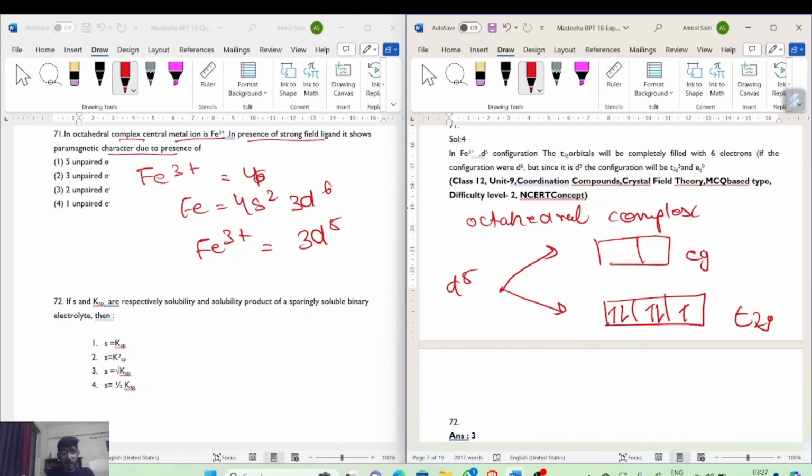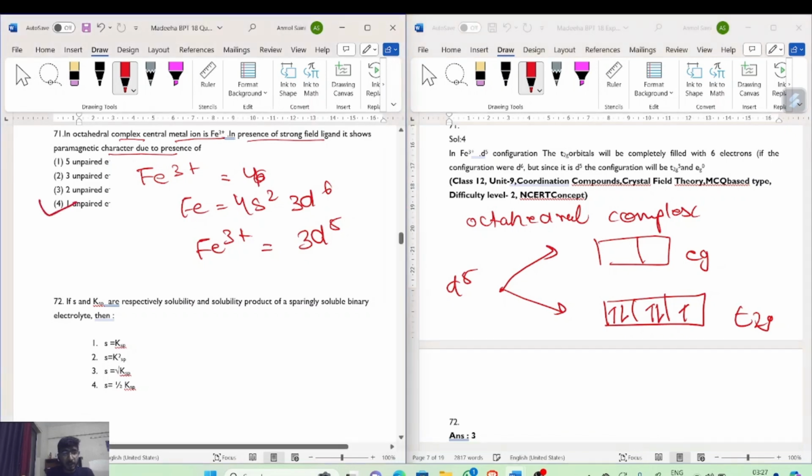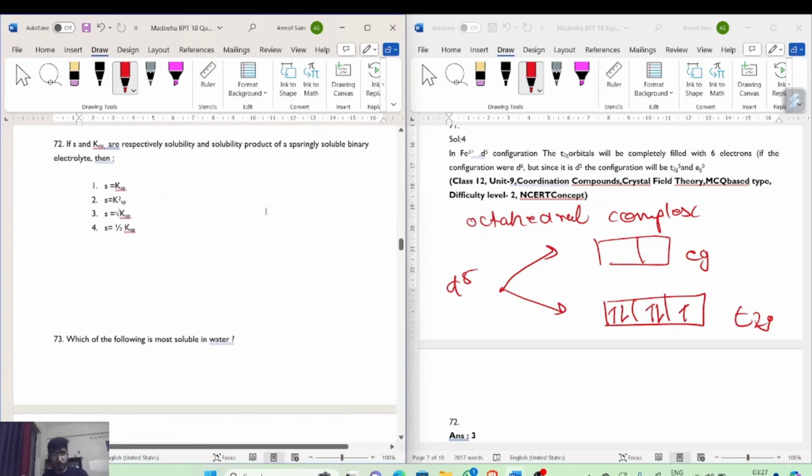So the correct answer will be option number 4. It is asking how many unpaired electrons there will be. We have one unpaired electron, because due to the strong field ligand, the pairing will be done in t2g before the filling of electrons in eg. So the correct answer is option number 4.